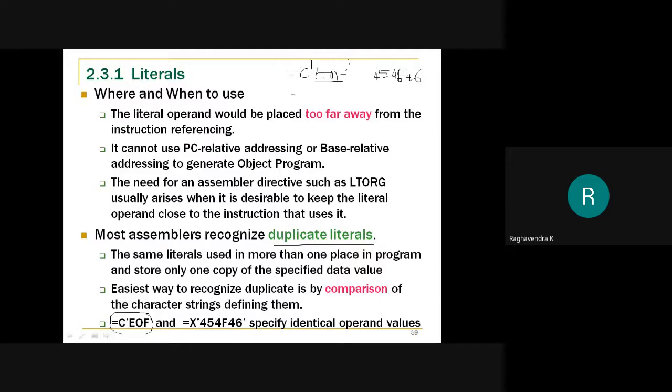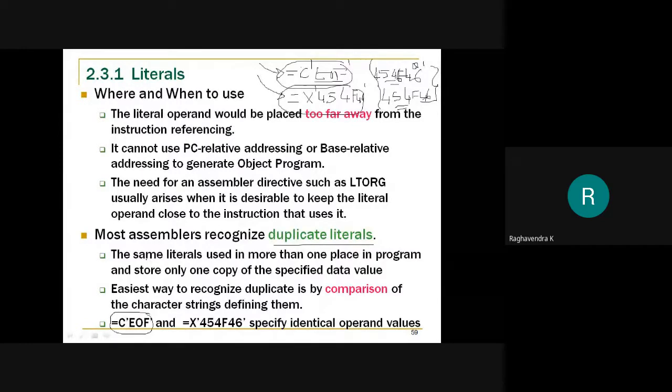Now suppose I am using X'454F46' in an instruction. This also will generate 454F46. There is no difference between the object code that is generated. So does the assembler consider these two as duplicate values? No. It cannot differentiate between this one and this one, even though the values that are going to be generated are the same. So the assembler is going to generate this one as a separate literal and this one as a separate literal.